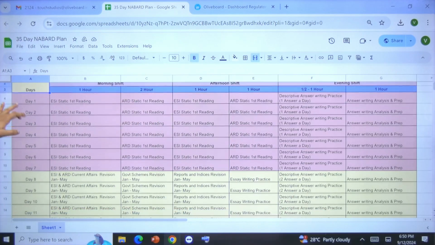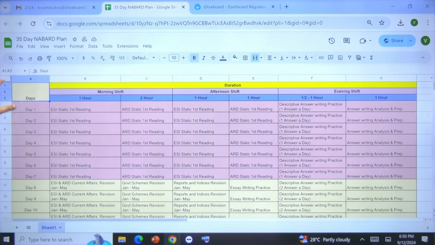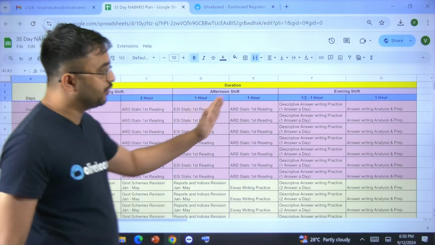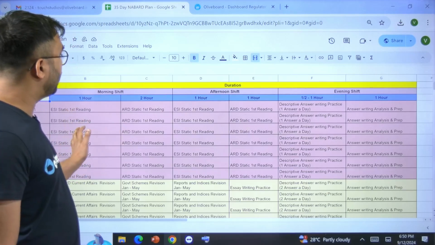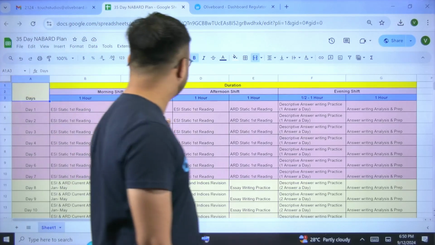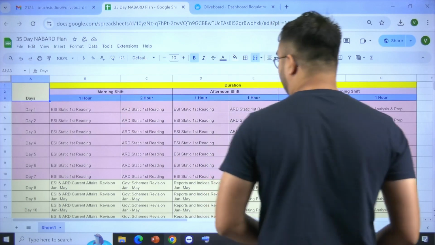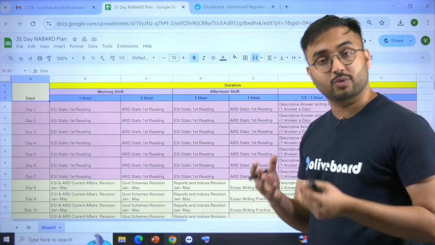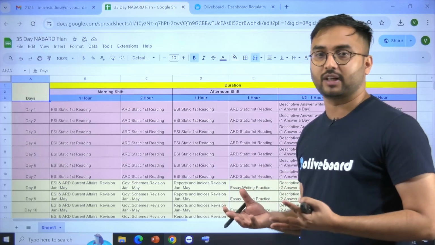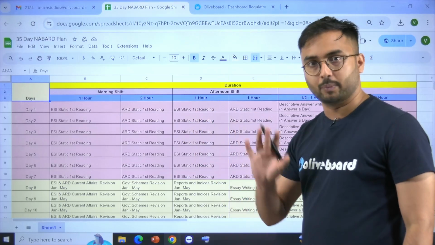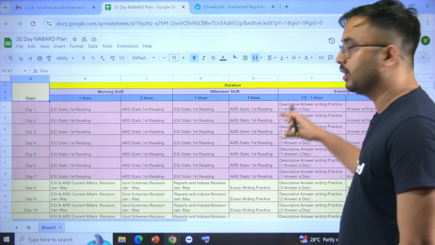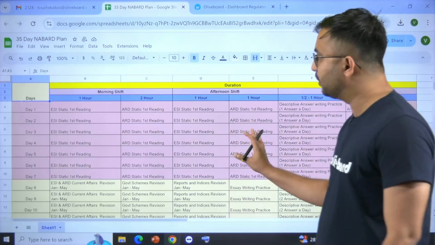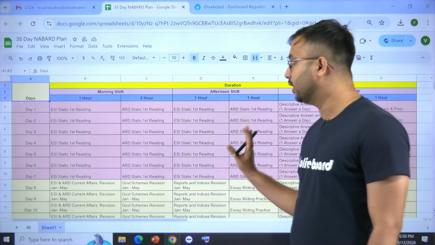So 35 days timetable includes overall 35 days. We have divided it into morning shift, afternoon shift and evening shift. We are togetherly preparing for almost, you will see, 6 to 8 hours. Okay, because phase 2 exam is very important. भाई officer बनने का सवाल है. That's why 6 to 8 hours you have to prepare. You can even edit this number of hours based on your requirement. It's a flexible timetable, but this is how we have broken it down.